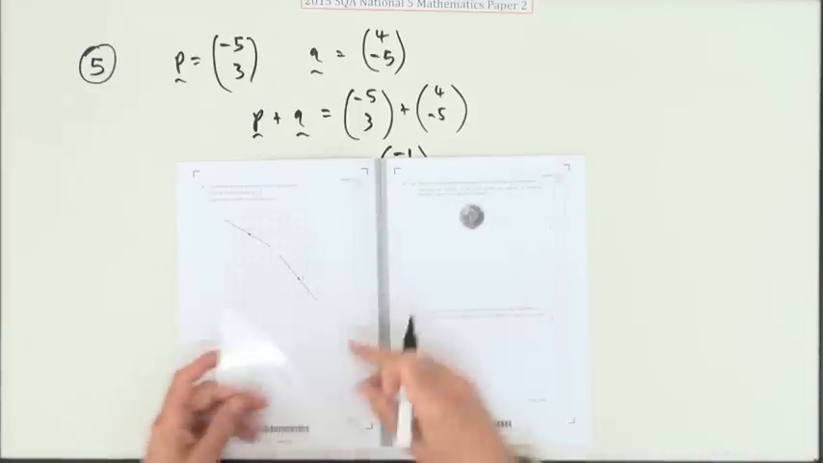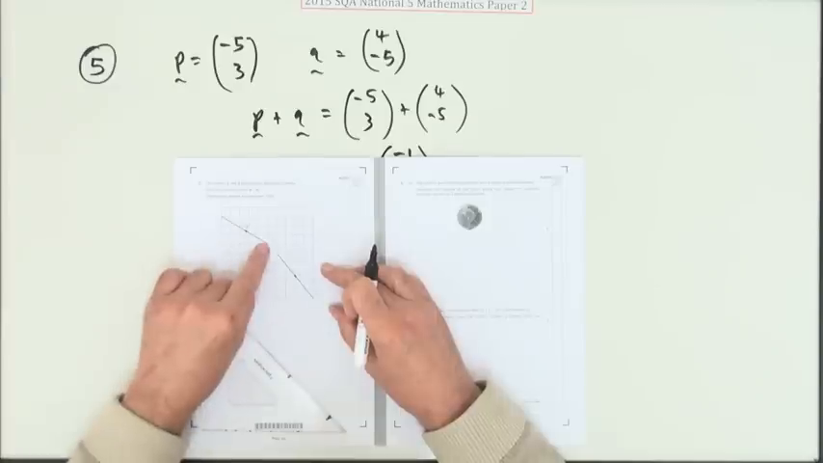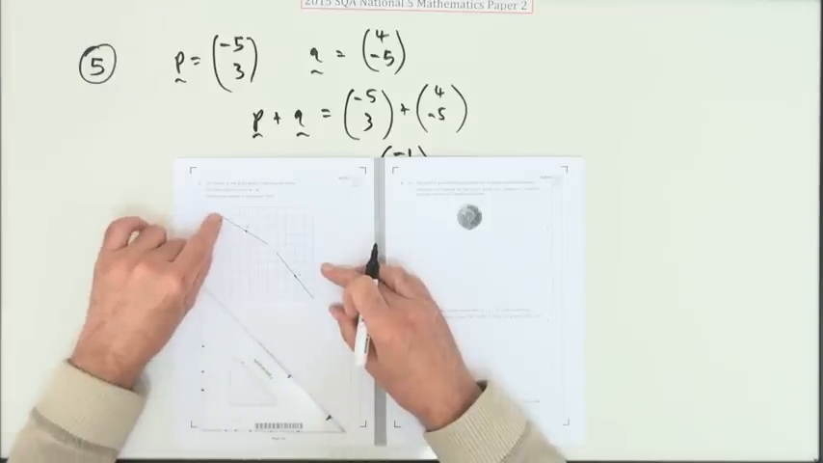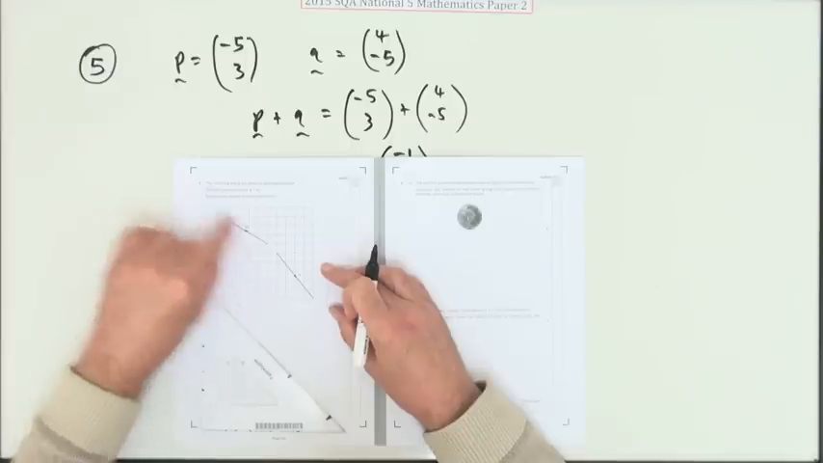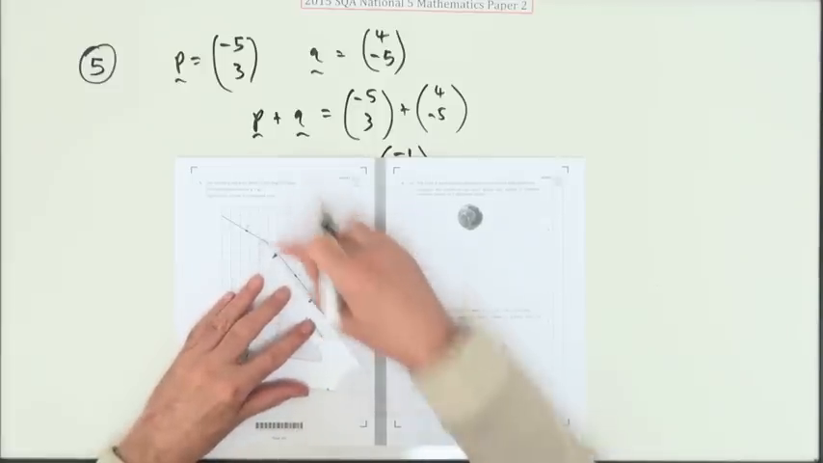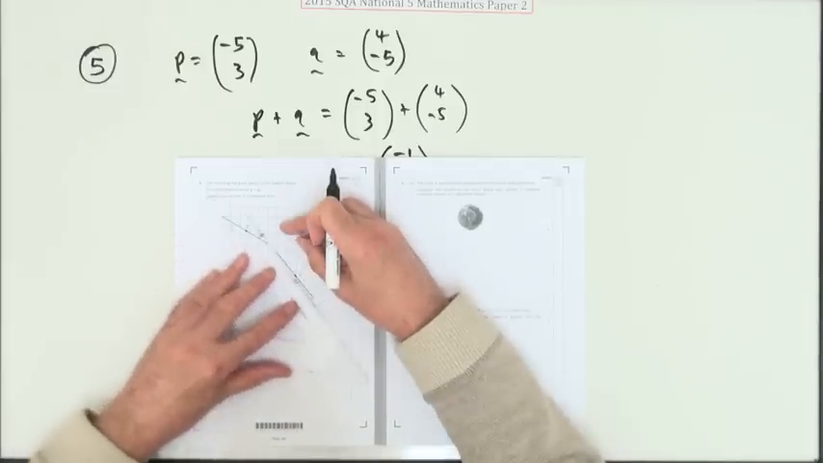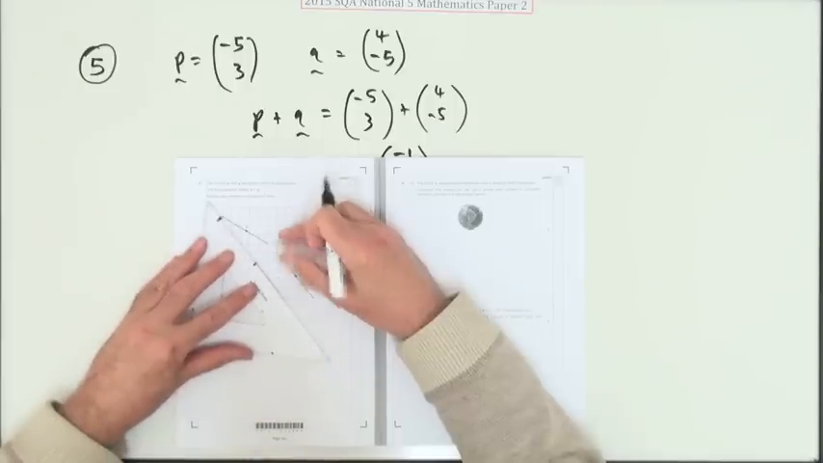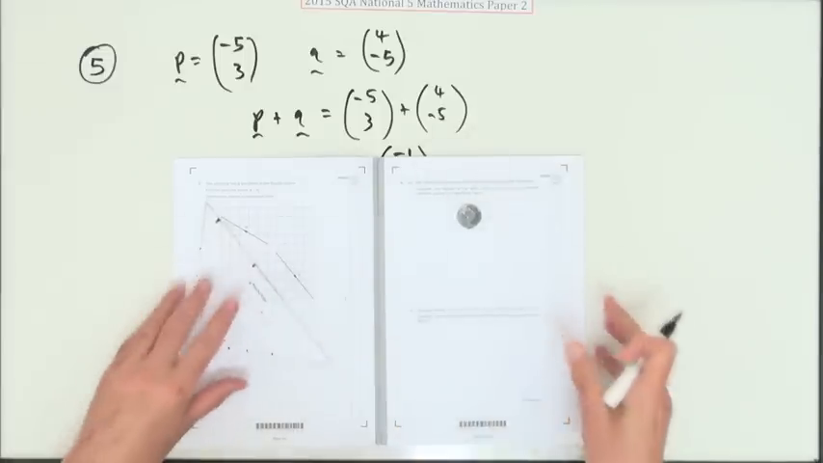Don't know if this bit shows up. If you were doing it graphically, you'd have to follow P, and from wherever P led you, you would then follow Q. Well, I've got Q here, so from where P ends, you would draw Q, keeping it parallel, which is 1 along and 2 down. So that's right.